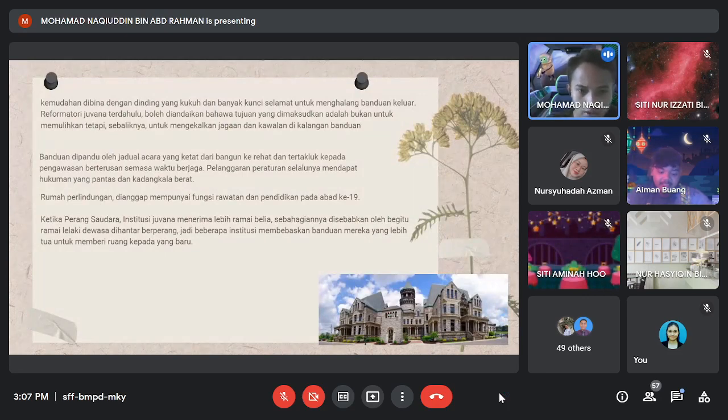Ketika perang saudara, during the Civil War, juvenile institution will receive more youth. Okay, juvenile institution ni menerima lebih banyak orang muda berbanding orang tua, disebabkan orang tua akan dihantar untuk berperang. So, institution ni akan riliskan their older inmates to make room for new ones. Okay, untuk diberi orang muda tu masuk.